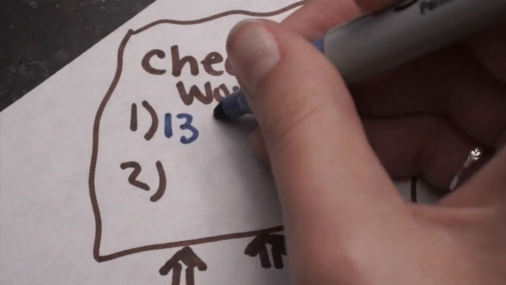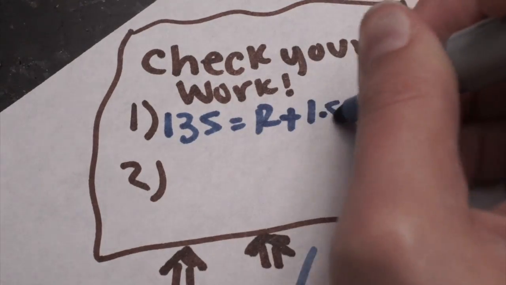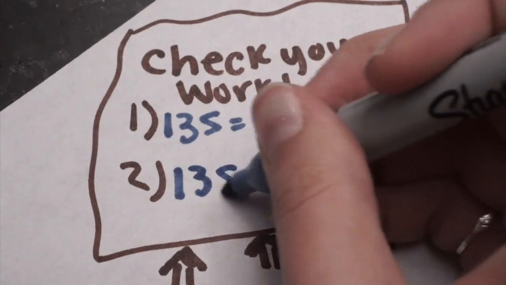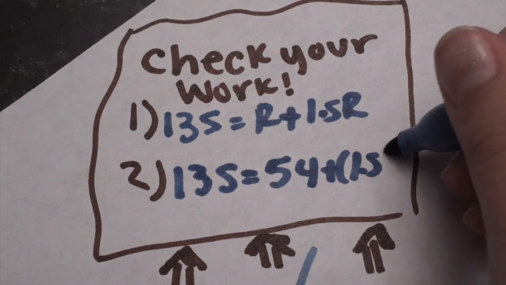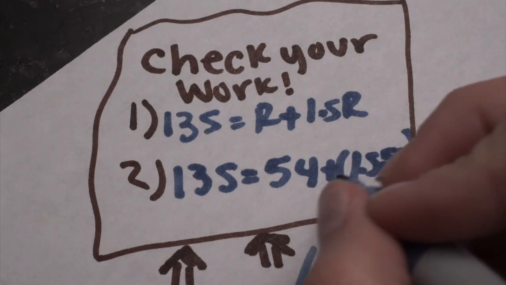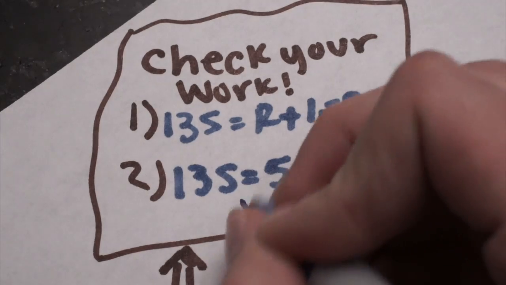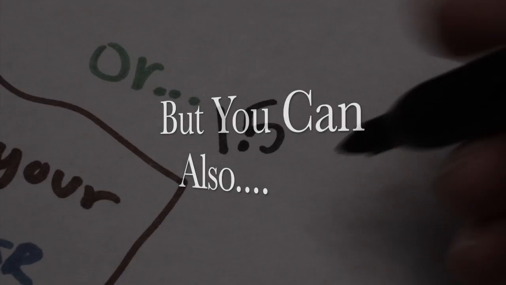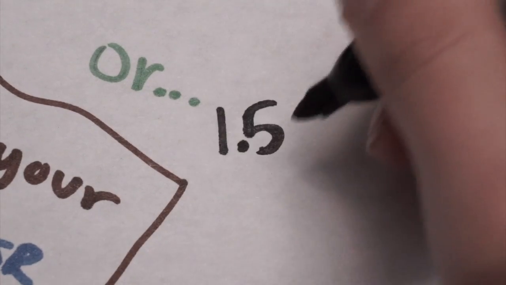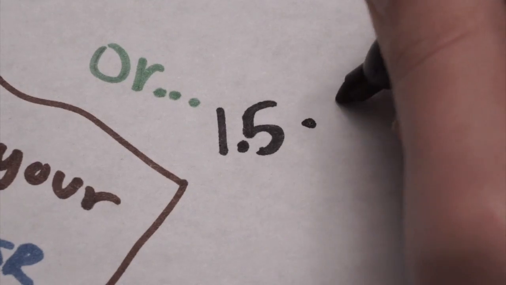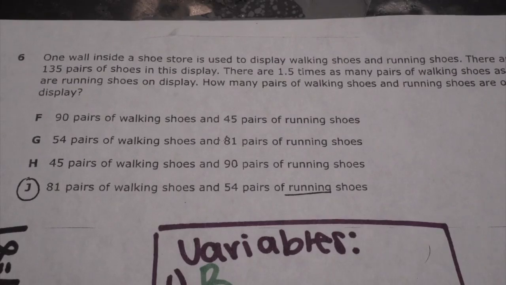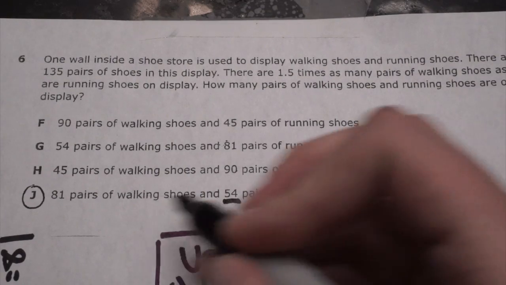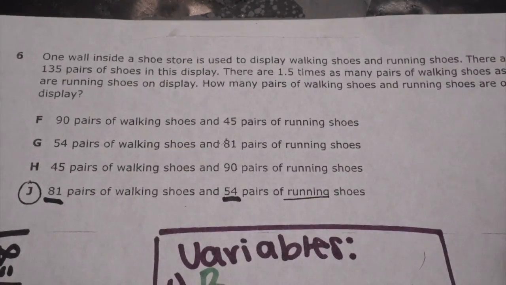One way to check your work is to plug in the numbers you got for R in your equation. To check to see if it's totally right, multiply R, or 54, by 1.5, and you get 81. Just by that, you can see that J is the only answer with this choice.